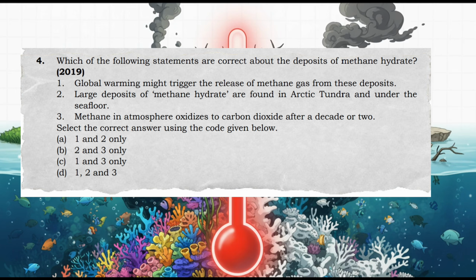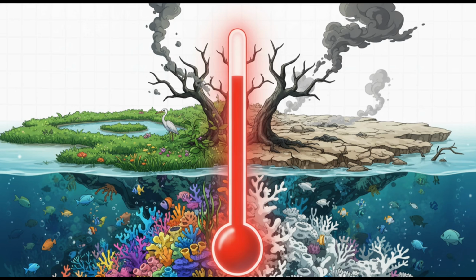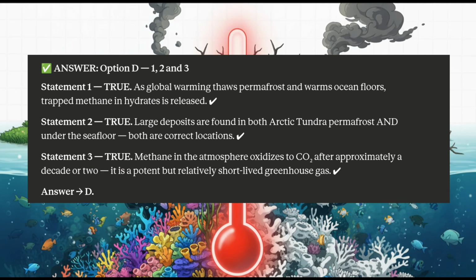Option D, 1, 2 and 3. Pause 8 seconds. Answer, option D, 1, 2 and 3. Statement 1 true. As global warming thaws permafrost and warms ocean floors, trapped methane in hydrates is released.